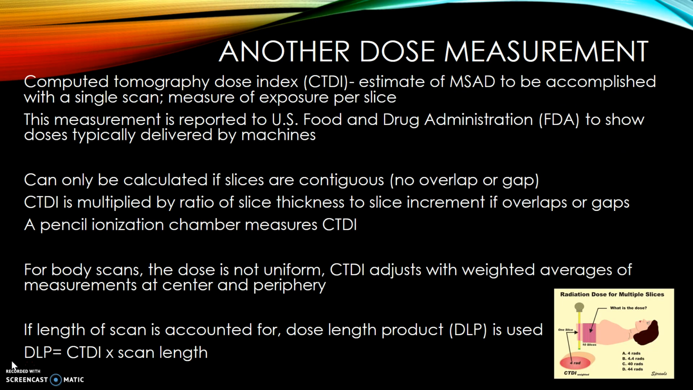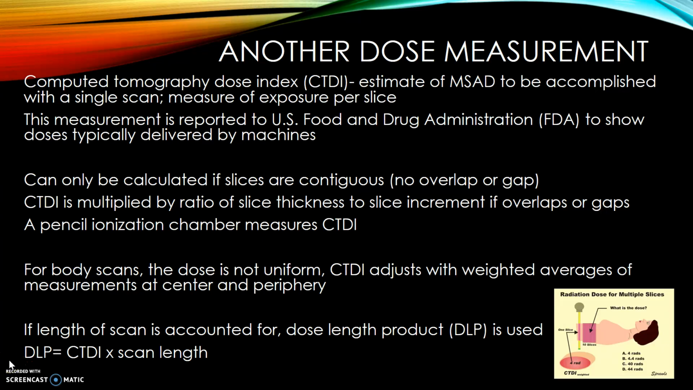Computed tomography dose index, also known as the CTDI, is an estimate of the MSAD to be accomplished with a single scan. It is a measurement of exposure per slice. This measurement is reported to the U.S. Food and Drug Administration to show doses typically delivered by machines. It can only be calculated if slices are contiguous, which means they have no overlap or gap. The CTDI is multiplied by a ratio of slice thickness to slice increment if it overlaps or gaps. A pencil ionization chamber measures the CTDI.